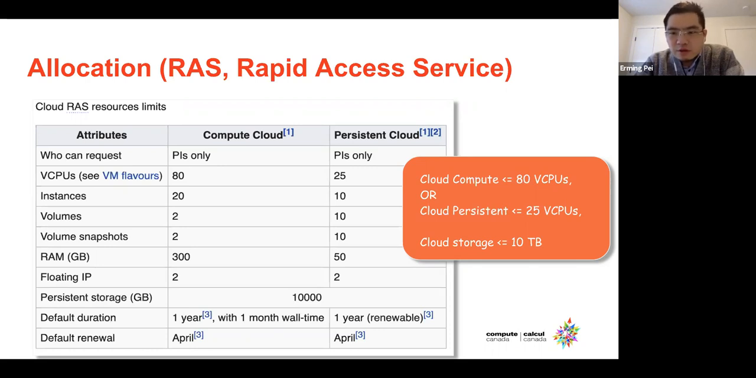Just to let you know, if your computing is only up to 80 vCPUs, or 25 vCPUs for persistent, and the storage is less than 10 terabytes, you can just use the RAS service. Later, I'll tell you how to apply for it. And for RAS, you can apply at any time in the year.